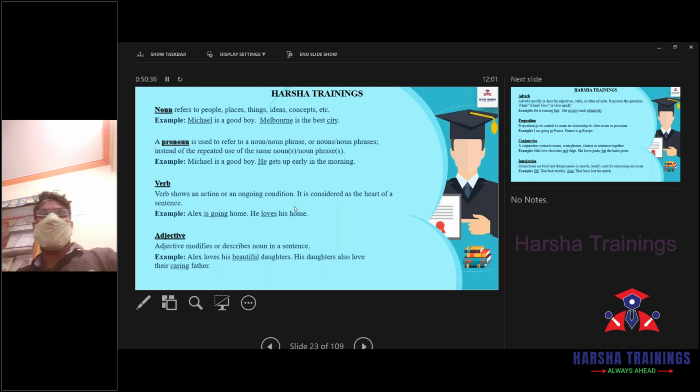We've discussed this, right? The subject can be hidden. A sentence can be written without an object, but without a verb, no. It can't be. Right? Example, Alex is going home. Going. There's an action, right? So going becomes the verb. He loves his home. Love is an action, right? Not a physical action, but still there is an emotion involved. So it becomes a verb.